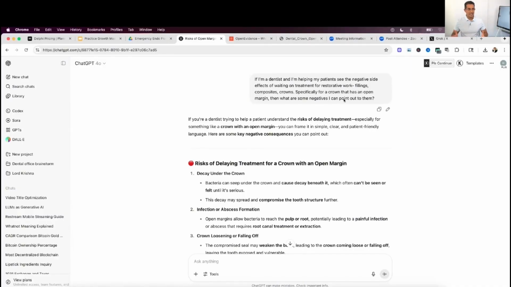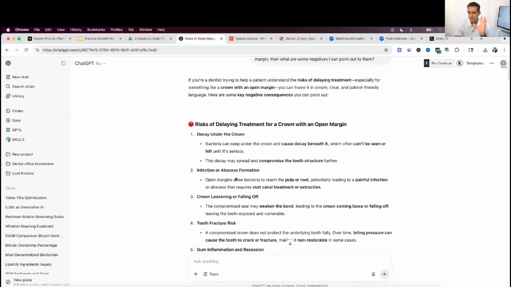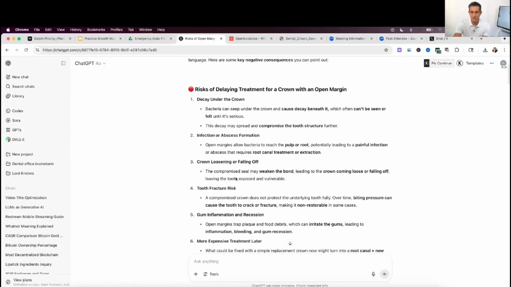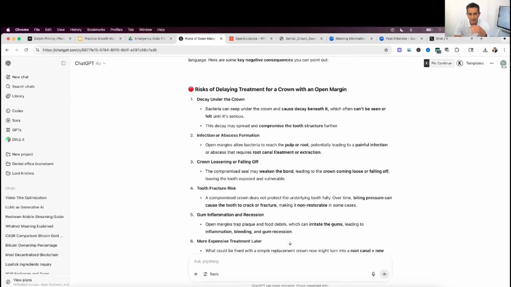Now, this is nothing new. You guys know these negatives. You probably could have written this piece on ChatGPT, being super successful clinicians as you all are, right? But what we're trying to unpack here is getting into the psychology, right? So, risk of delaying treatment for a crown with an open margin. I'm having the AI essentially give me all the risks, right? Right here of delaying treatment, which you know of already.